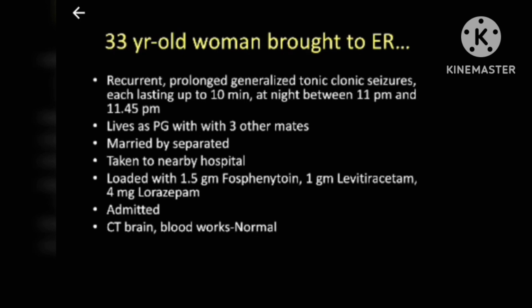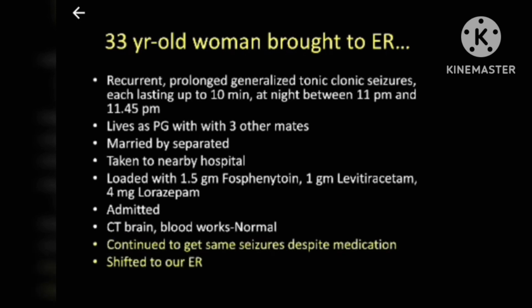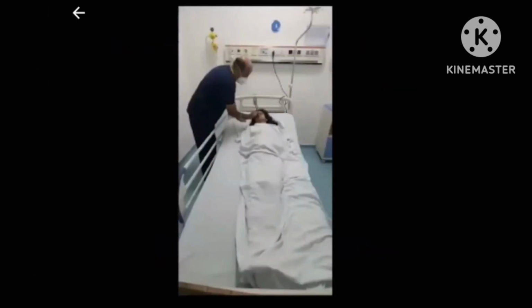She was taken to a nearby hospital and loaded with full doses of medication, thinking that this was likely a status epilepticus, correctly treated: 1.5 grams of phenytoin, 1 gram of levetiracetam, 4 milligrams of lorazepam. But the CT was normal, and blood work was normal. Because the seizures were not getting controlled, she was referred to us. She was shifted to our ER, and I was there to receive her.